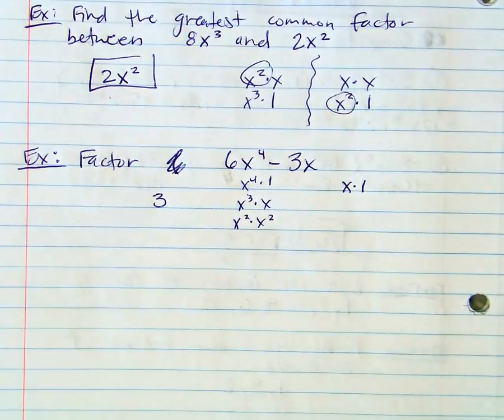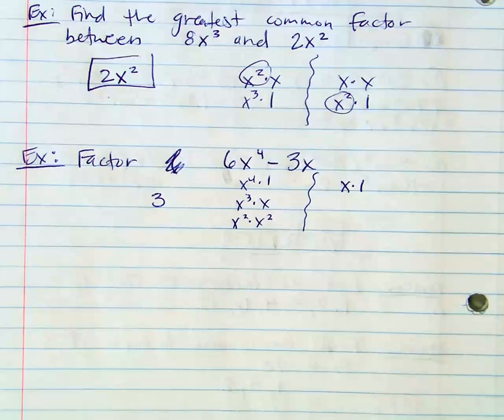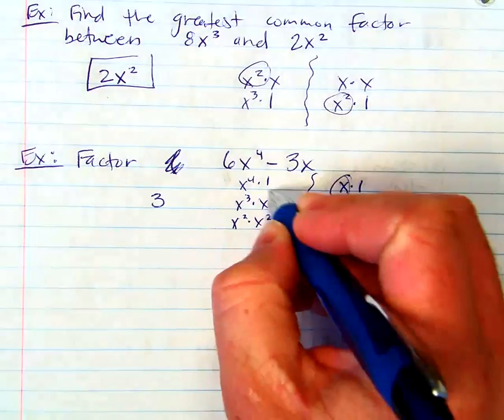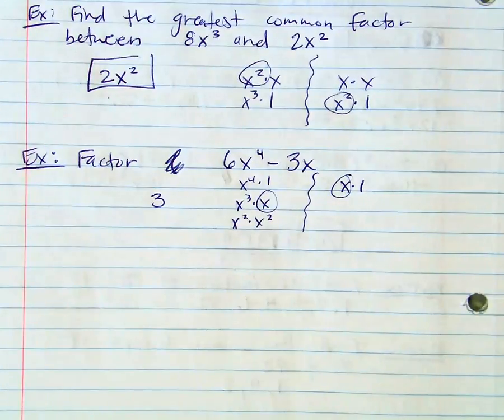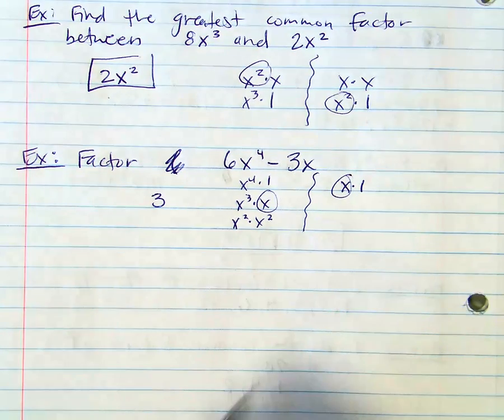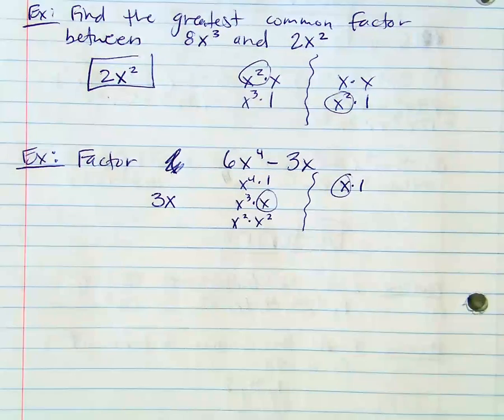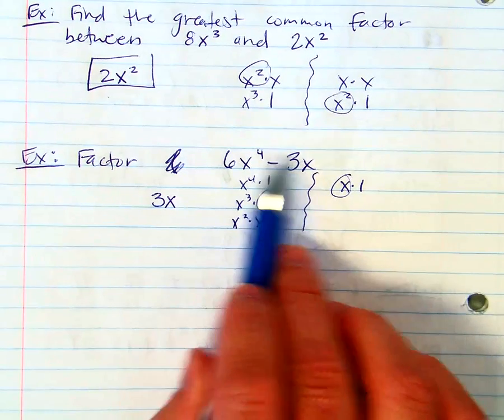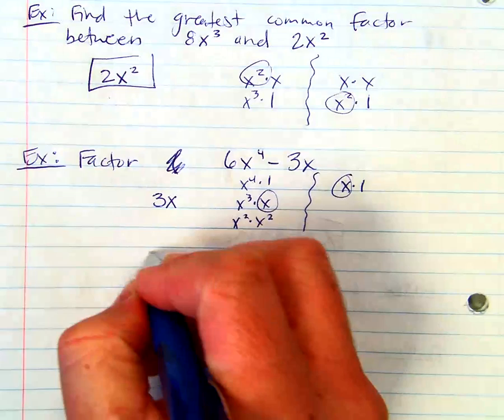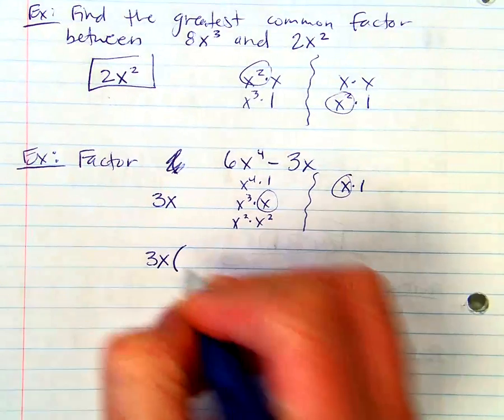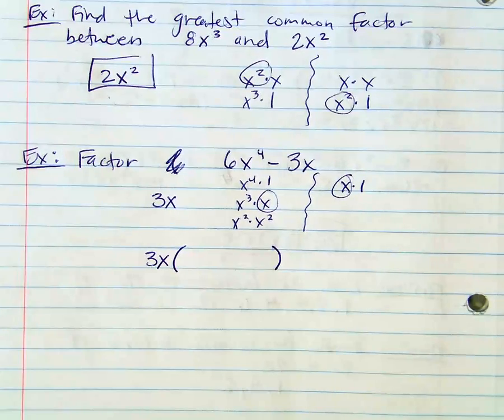So what of those different factors showed up in both lists? These are my two lists. Renee? X. X to the first power is the only variable that showed up in both lists. Normally, we want the term that has the highest exponent, but this is the only thing anyway. So 3x is the greatest common factor between the two terms of our polynomial, which means 3x is the thing that we have factored out of this.